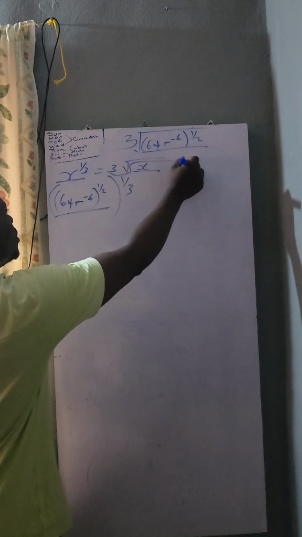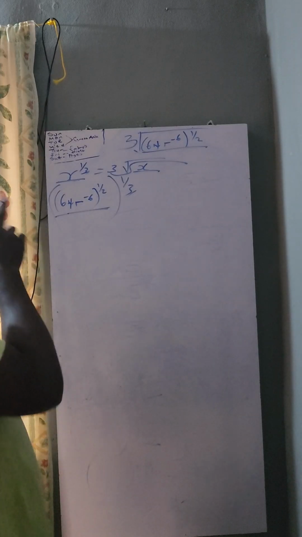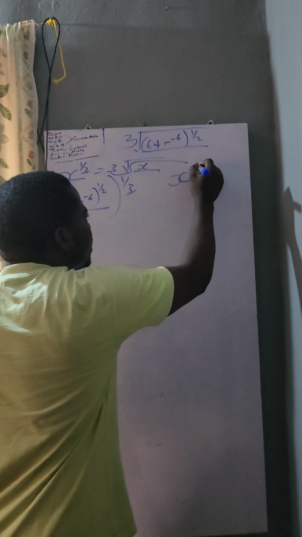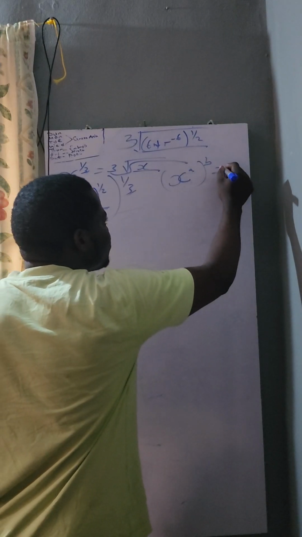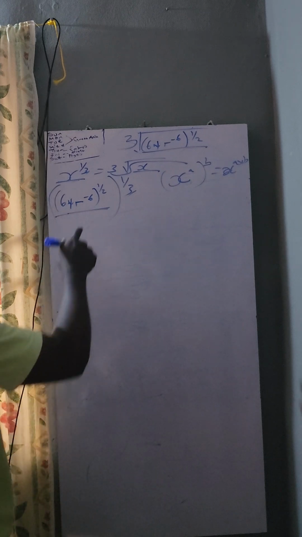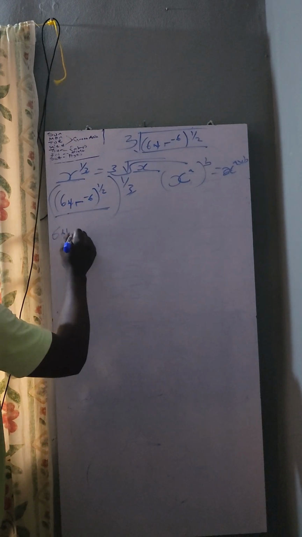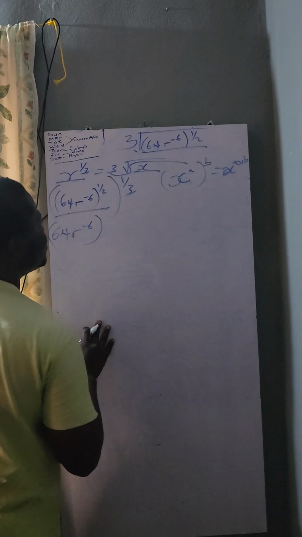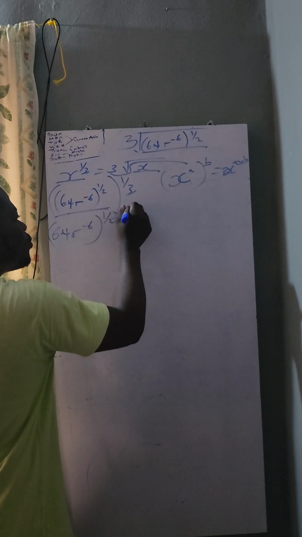Root 2, root 3, 1 over 3 and so on. Now, let's go back to the law that says x raised to power a, into bracket b, equals x raised to power a times b. Let's go back to that law. So I have open bracket 64r raised to power minus 6 close the bracket raised to power 1 over 2 times 1 over 3.